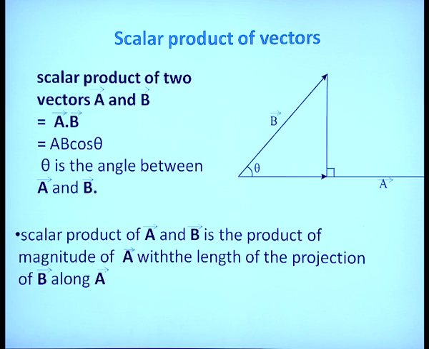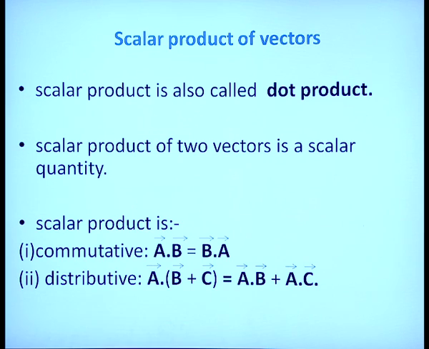Now, what is the scalar product of two vectors? The scalar product of two vectors A and B is A dot B. It is represented by vector A dot vector B, which is equal to AB cos theta, where theta is the angle between vector A and vector B. Also, we can say that the scalar product of A and B is the product of the magnitude of vector A with the length of the projection of B along A. The scalar product of two vectors is also called dot product. The scalar product of two vectors is a scalar quantity.